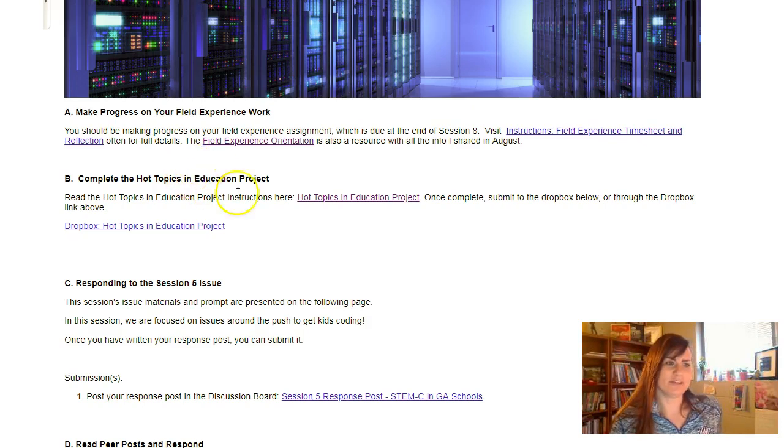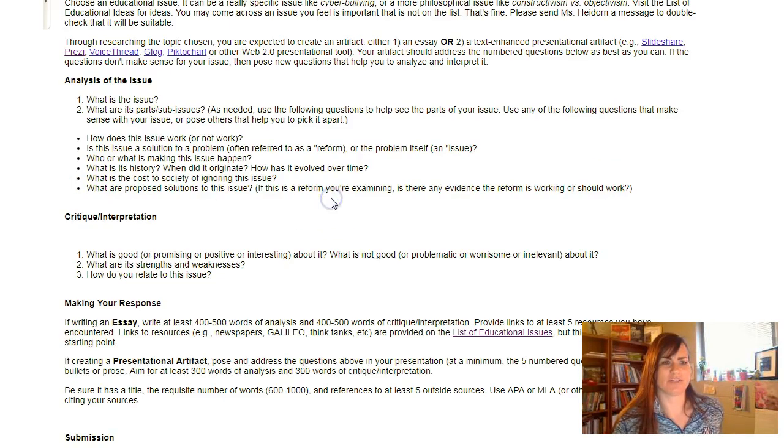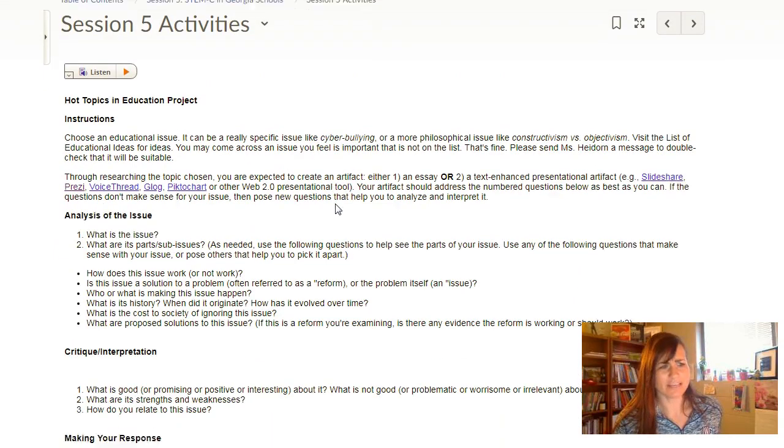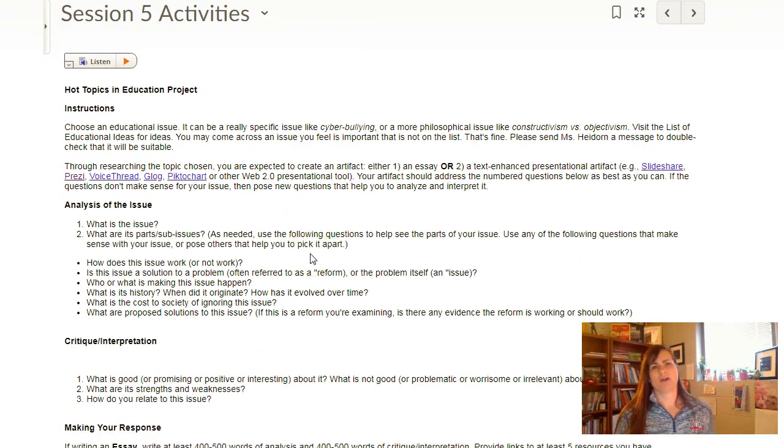But field experience, then we're going to move into the hot topics of education project. And it looks like this. So essentially this is what our class is about, and I'm just presenting to you major issues in education, but I want you to zero in kind of on one and pick one that's really near and dear to your heart, or what you feel is most underrepresented in the state of Georgia right now, or even nationwide.